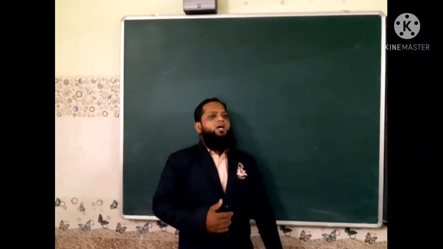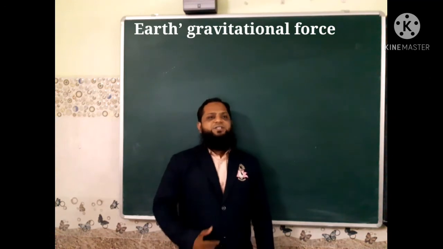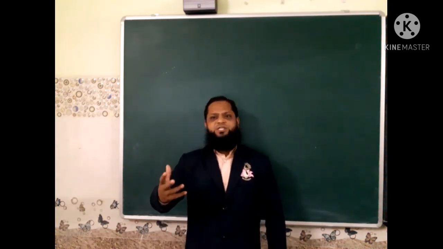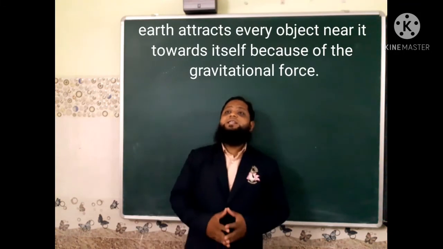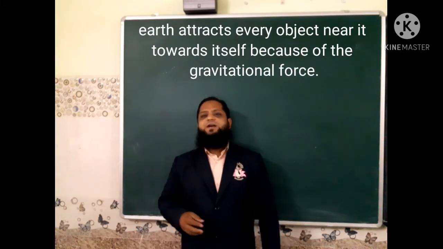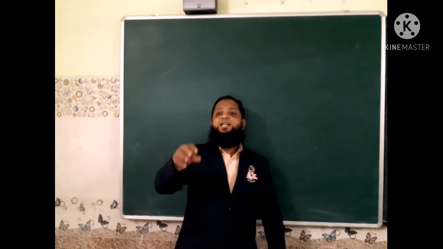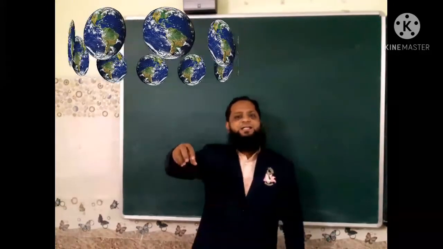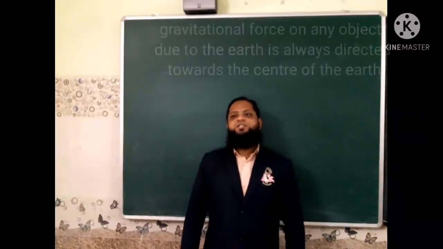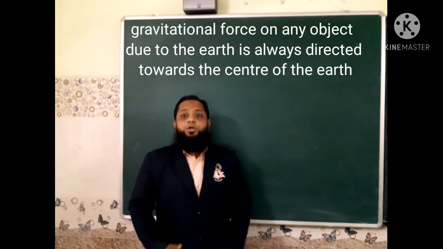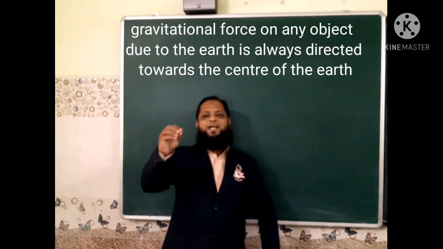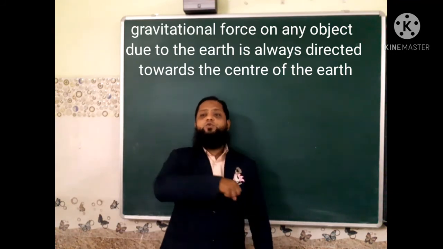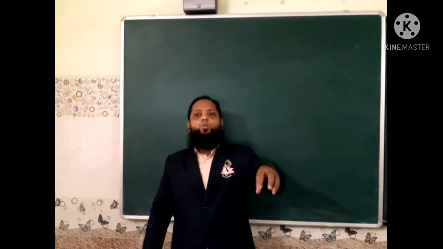Now we are going to learn about the Earth's gravitational force. Dear children, Earth attracts every object near it towards itself because of the gravitational force. The center of mass of the Earth is situated at its center. So the gravitational force on any object due to the Earth is always directed towards the center of the Earth. Because of this force, objects fall vertically downwards on the Earth.